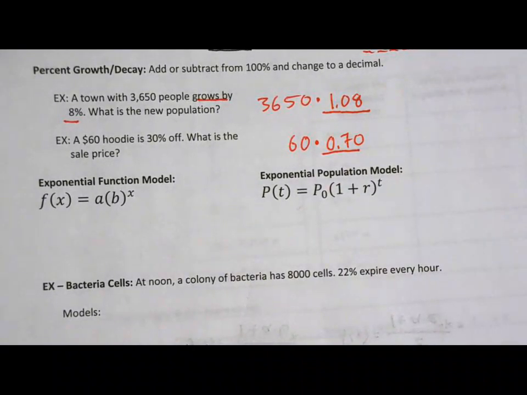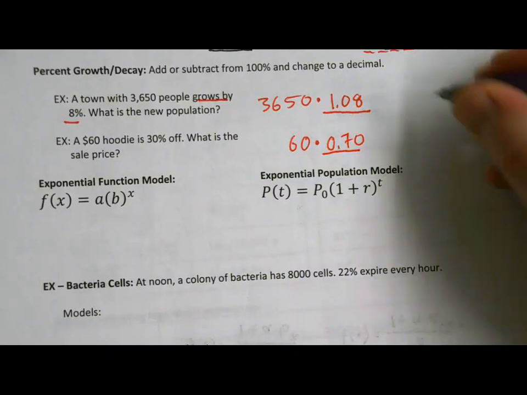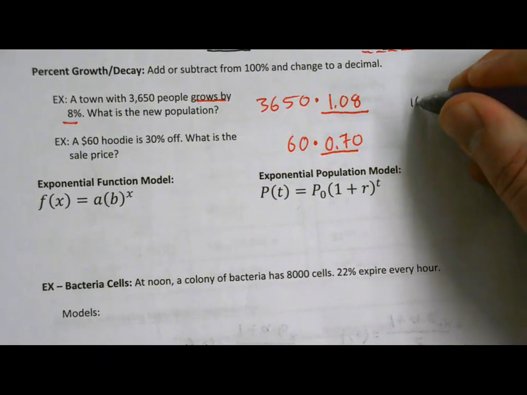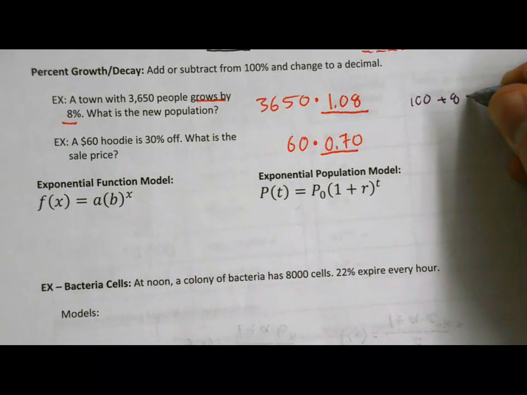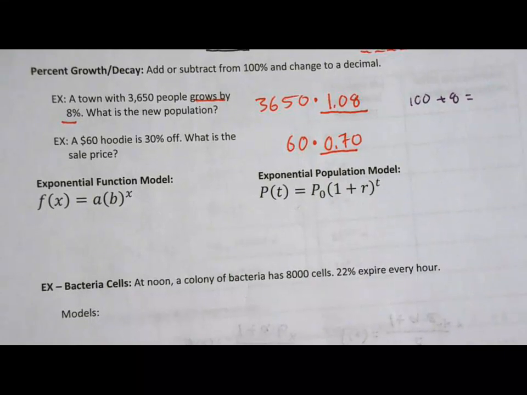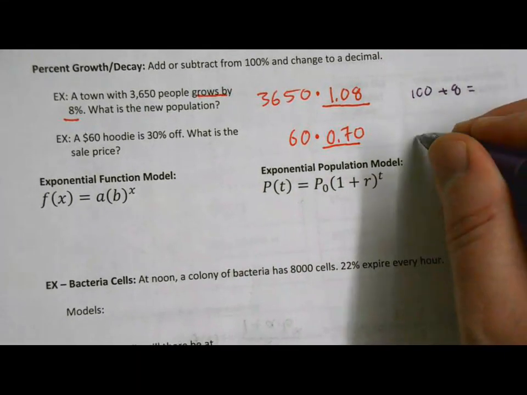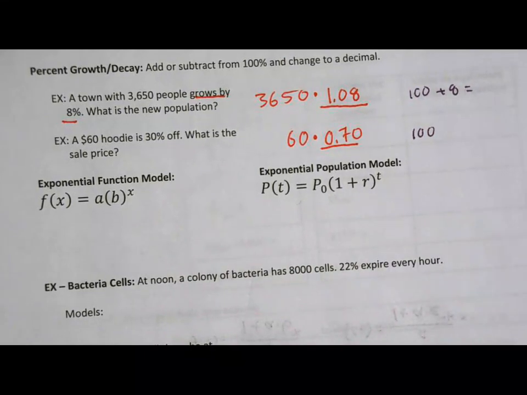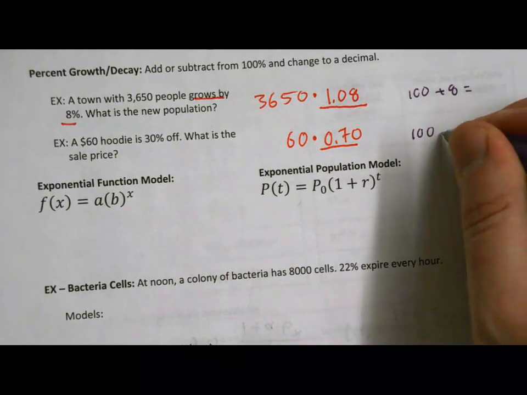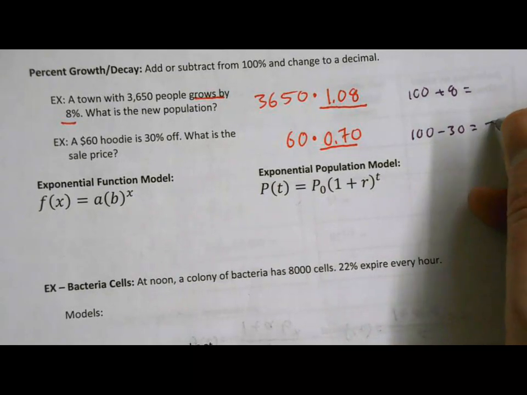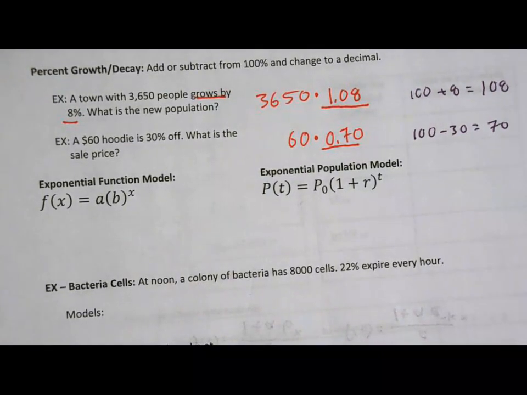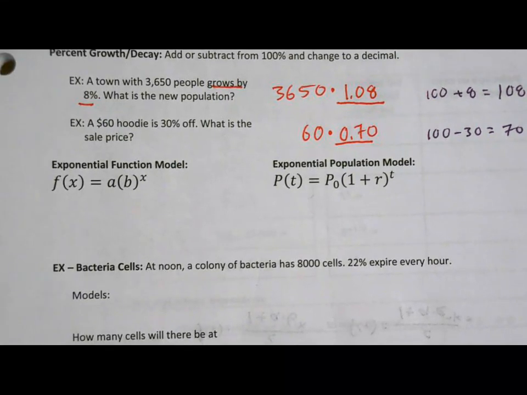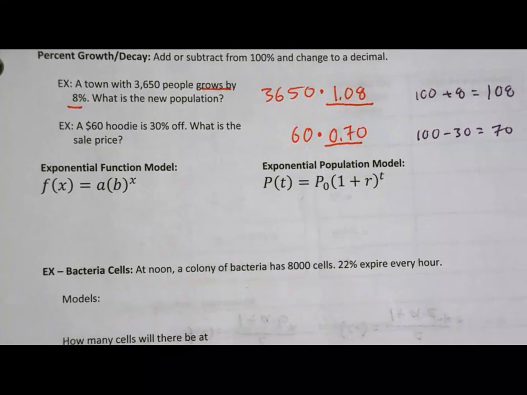All right, so the thought pattern is we always start with 100. We had a town, we started off with 100% of the population, and we added 8% on. That's where we got that 1.08. This 0.7 came from, again, we started at 100% of the cost of the hoodie, but we took 30% off, and that's where that 70% came from. We feeling okay about that? So that's one of the big things that we're going to see pop up in this section, is coming up with these multipliers.